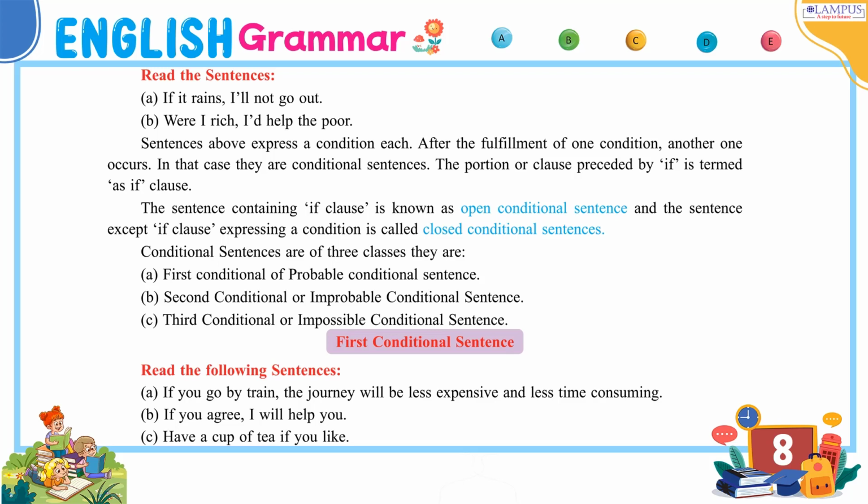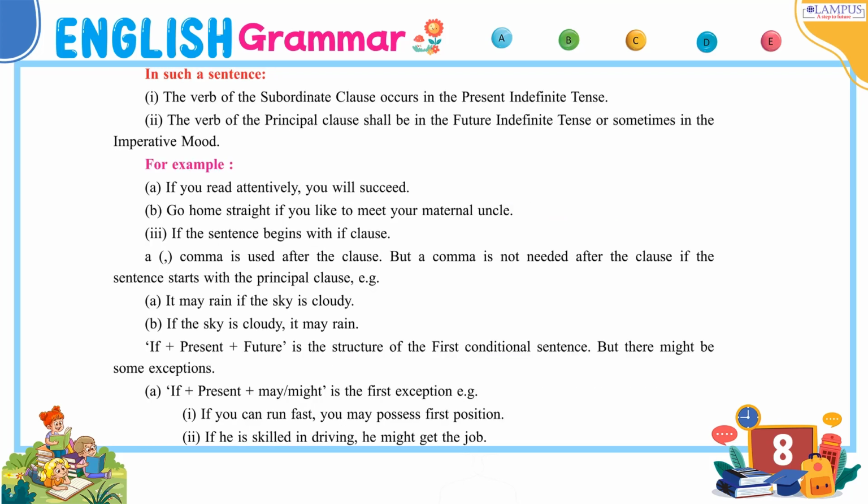C. Have a cup of tea if you like. In such a sentence, 1. The verb of the subordinate clause occurs in the present indefinite tense. 2. The verb of the principal clause shall be in the future indefinite tense, or sometimes in the imperative mood. For example, A. If you read attentively, you will succeed. B. Go home straight if you like to meet your maternal uncle.